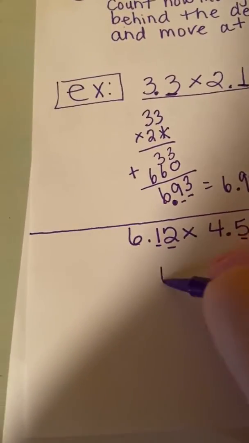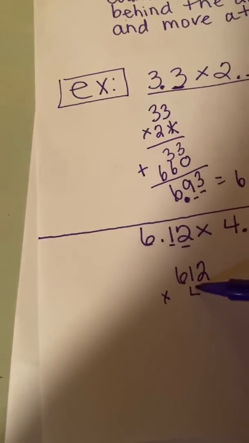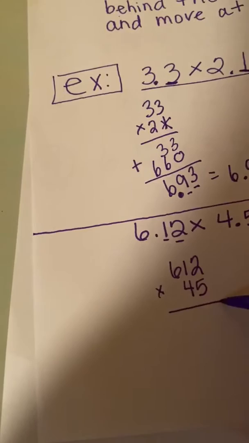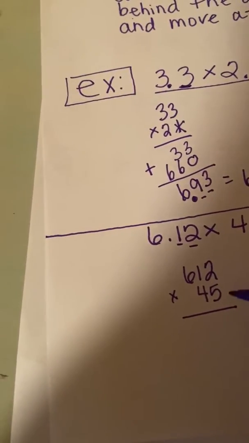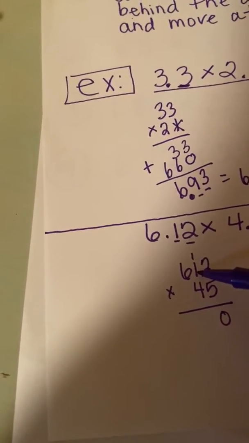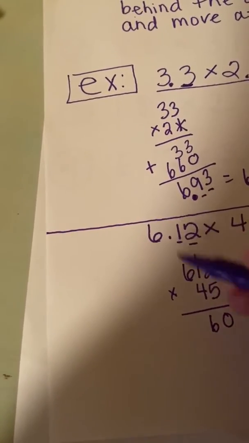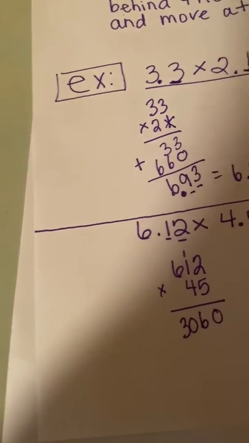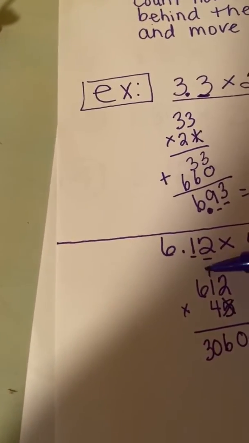So I'm just going to multiply 612 times 45. Starting with my partial product of 612 times 5. 5 times 2 is 10, carry the 1. 5 times 1 is 5. 5 plus 1 is 6. 5 times 6 is 30. No decimal, not until the end. Done with this 5 and all its little friends.